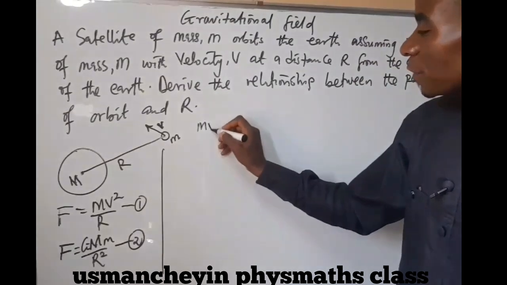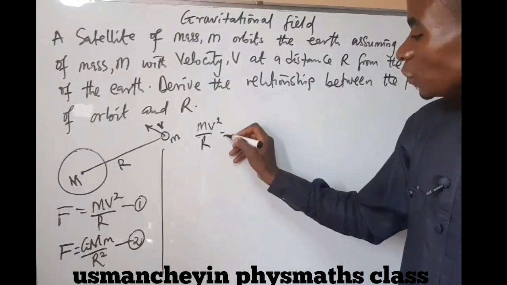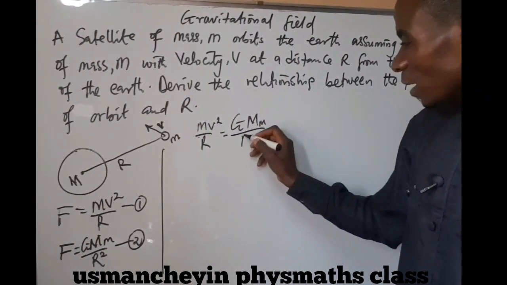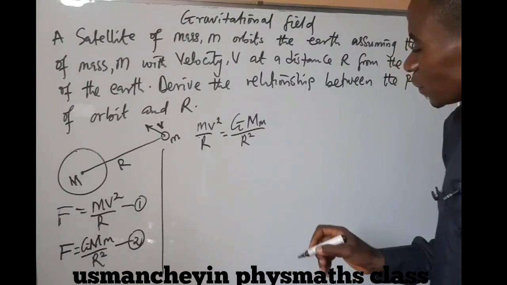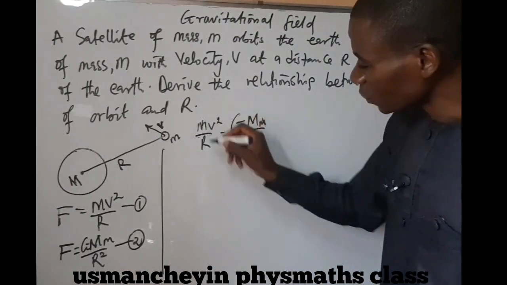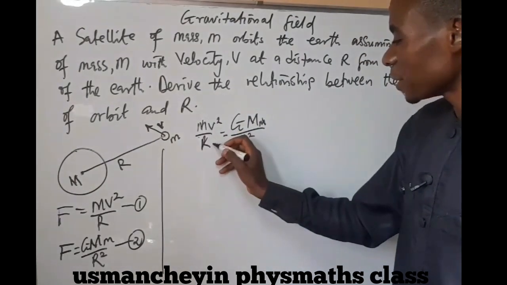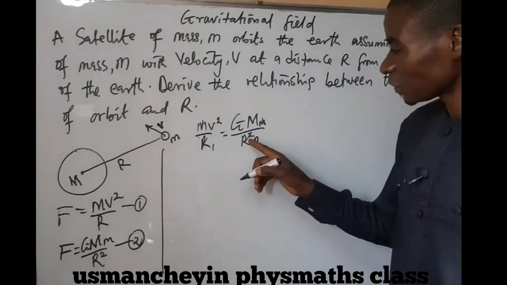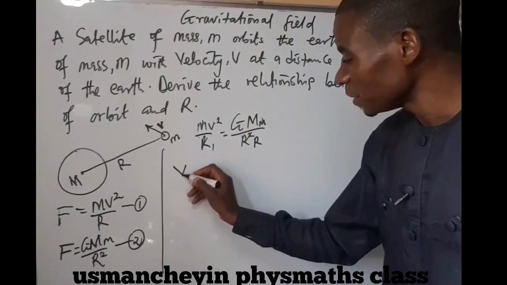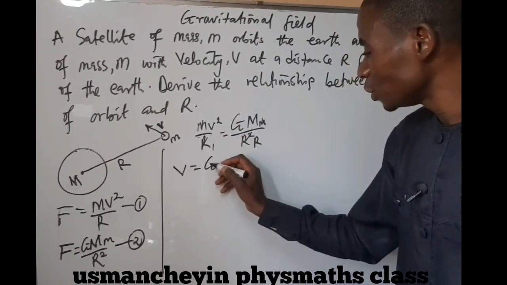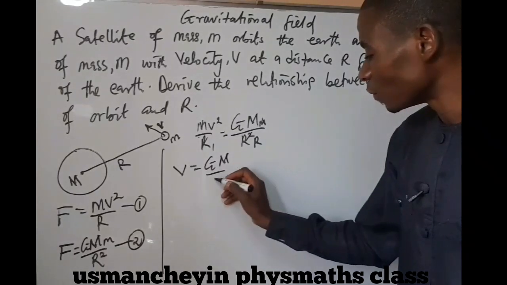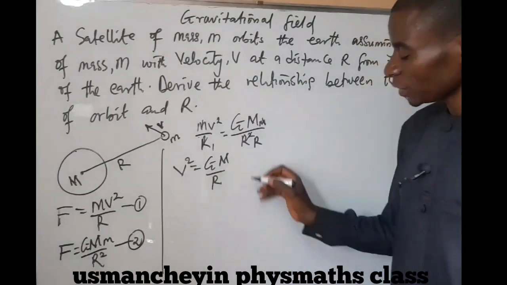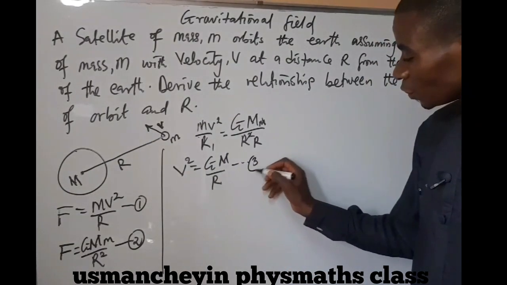Now from there, we can come over here and say that, okay, equating equation 1 and equation 2, so that we have mv square all over r should be equal to G M m all over r square. All right, so one of these m will cancel this m, and one r here will cancel one r, because this is r square. So from here we can have v square is equal to G M all over r. All right, so if that is true, I can name this equation 3.